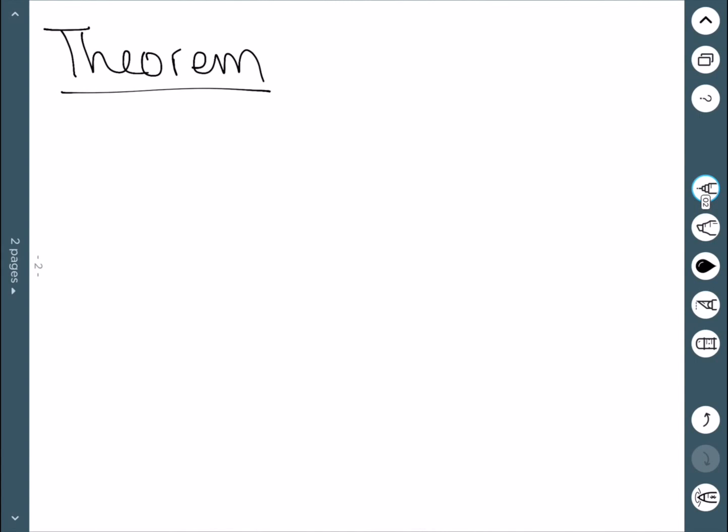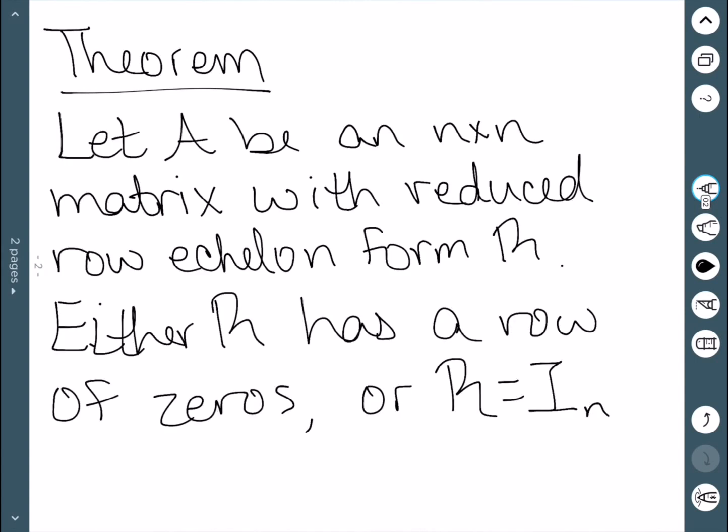Now that we know what the identity matrix is, we'll have a theorem regarding this. If we have a square n by n matrix A, and we'll say its reduced row echelon form will be represented by R, then either R has a row of zeros or it's equal to the identity matrix. As long as we start with a square matrix, this will happen. We'll either have a row of zeros or we'll have the identity matrix once we've reduced it.